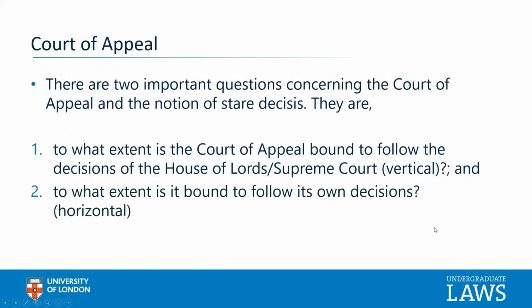When we move on to the Court of Appeal, there are two important questions concerning the Court of Appeal and the notion of stare decisis and the notion of judicial precedent. First of all, to what extent is the Court of Appeal bound to follow the decisions of the House of Lords, now the Supreme Court, and then to what extent is it bound to follow its own decisions? So we're looking at vertical precedent and horizontal precedent.